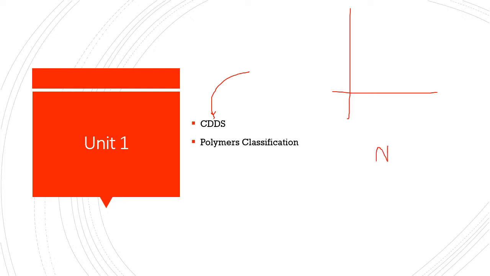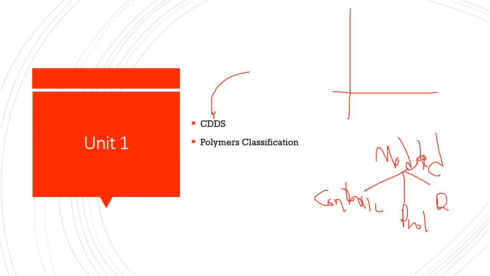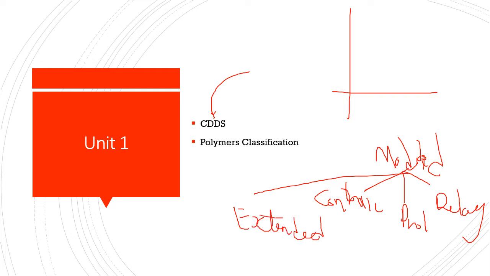There are many synonymous terms like modified release, which further consist of controlled release, prolonged release, delayed release, extended release, and sustained release. So these are a few terms that cannot be used interchangeably because they have slight differences amongst them. Let us see what that is.